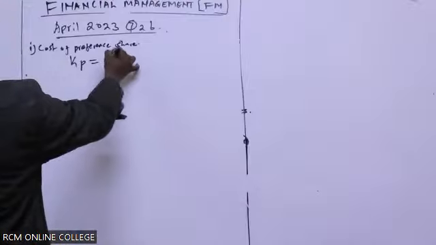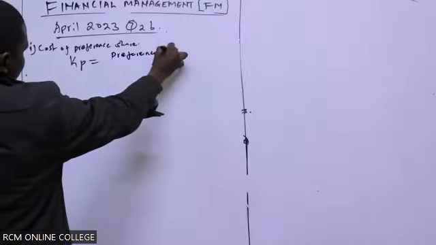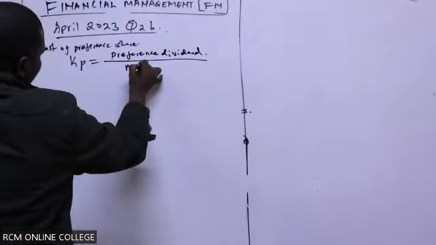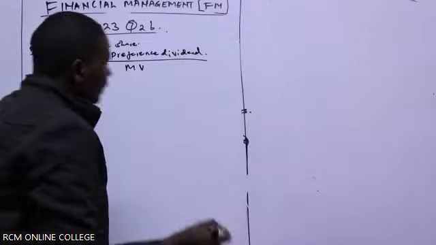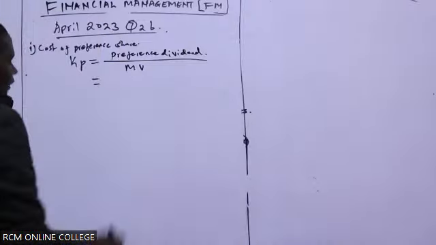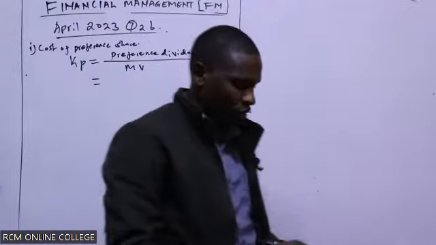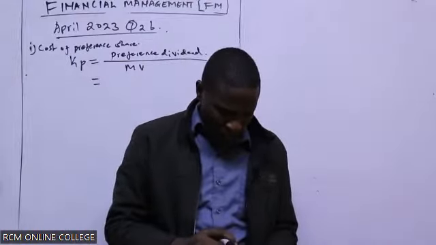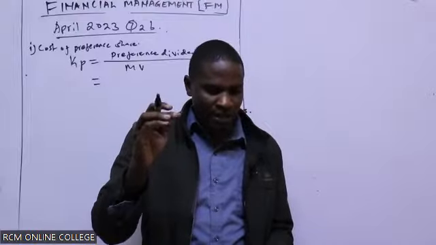PD, preference dividend, over market value. Now, I just have to check: how do I get my preference dividend? I have to check the information talking about preference shares. So you just come here and check: 8% preference shares of how much?